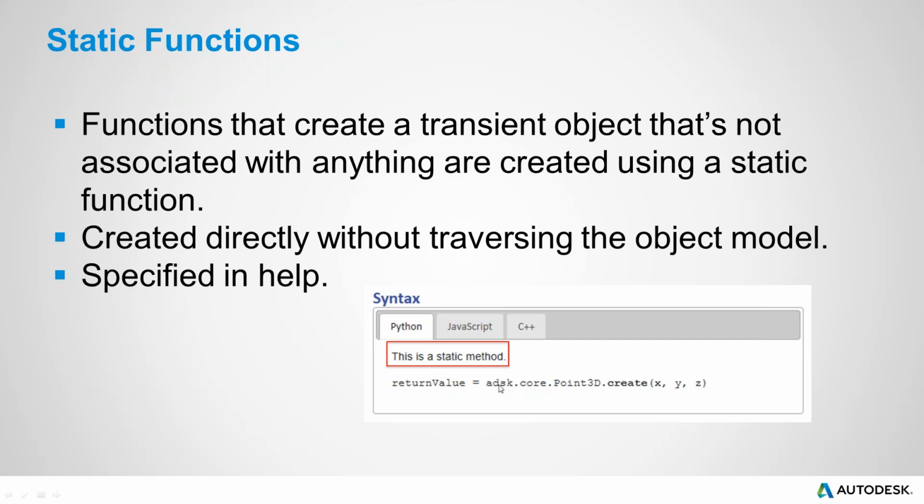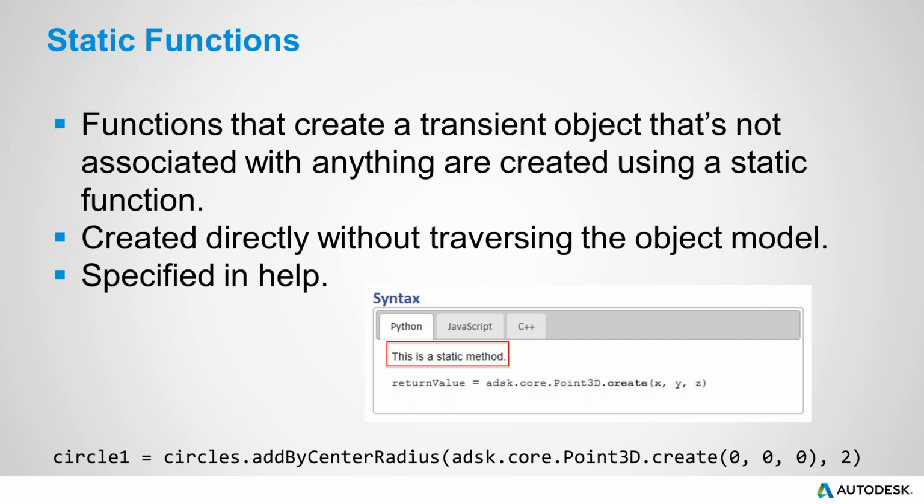So everything exists in space, and then we're going to the core library, and then the name of the object that I'm creating. So I'm creating a Point3D, and Point3D supports this create method. That's the thing that's static: the create method is a static method, and it takes in the XYZ coordinates, and then it creates a Point3D object and returns that, and then I can use that for something else.